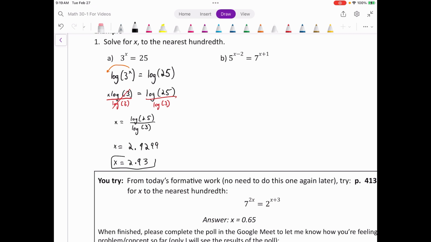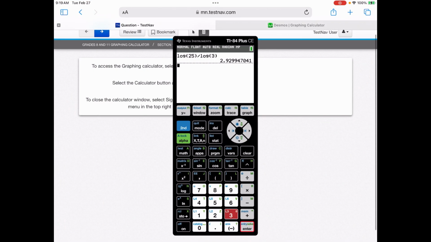And there we go. We could always check our work, right? See what 3 to the power of that number we just got is. So I'll go second answer. 3 to the power of the answer we just got is 25, right? So it works.